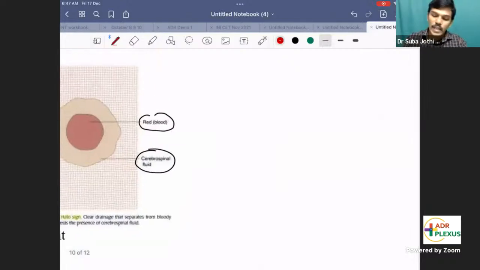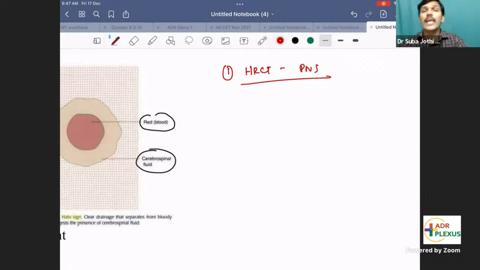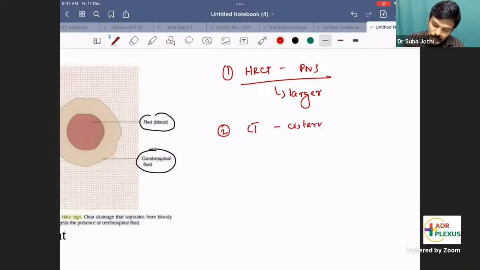First, we can do a contrast high resolution CT-PNS. The contrast may spill inside the crevices and can show up the larger defects. It can show only larger defects; small defects it can't see. For small defects, the diagnostic test of choice is CT cisternogram. Clear?